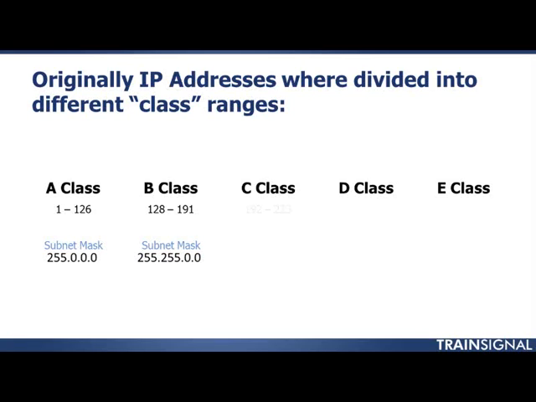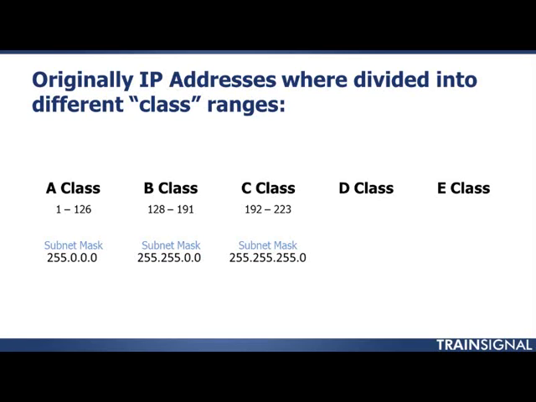The C class range is 192 to 223. And again, that's the number you'll see in the first octet, that first number in the IP address. You have a subnet mask of 255.255.255.0. And really, those are the three that I want you to focus on.